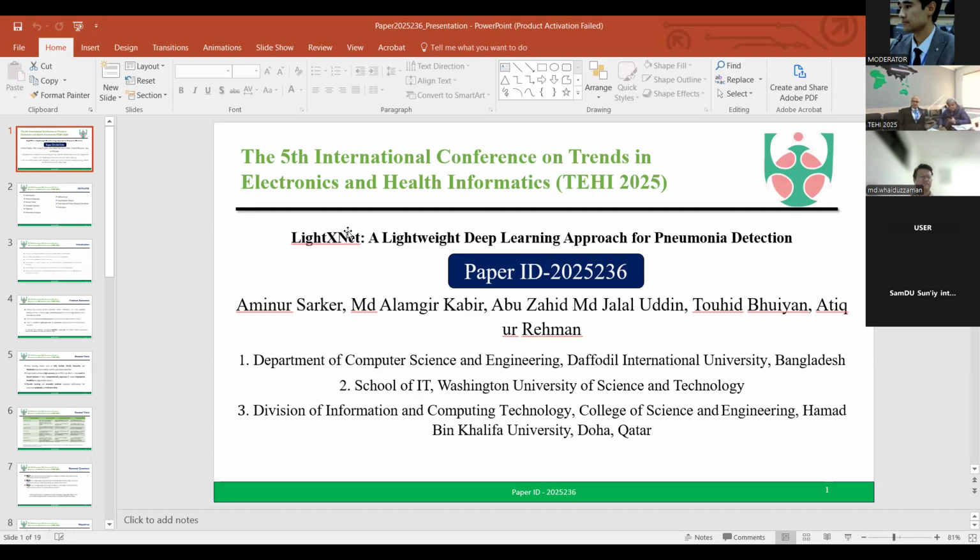Firstly, we use a data set that is publicly available and widely used in many research. Since the data set is imbalanced, we use data augmentation like rotation, horizontal shifting, and vertical shifting. That is very useful for balancing the data set. I use this data set in my research.